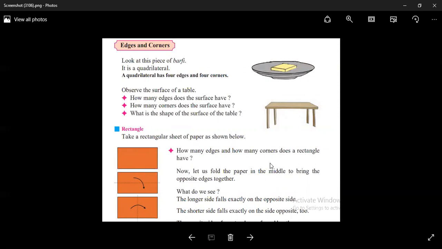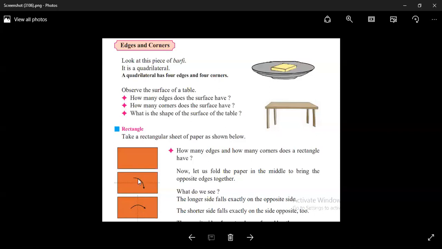Now let us fold the paper in the middle to bring the opposite edges together. So when you fold the paper, you find the opposite sides are equal in length. This too is equal in length, and what do we see? The longer side falls exactly opposite. So when you fold the two sides, the longer sides exactly fall opposite to each other, and the shorter sides also fall exactly opposite to each other. This makes us know that opposite sides of the rectangle are equal.